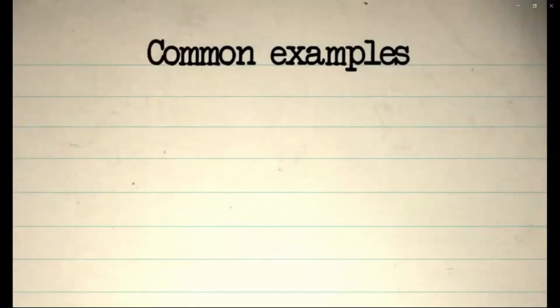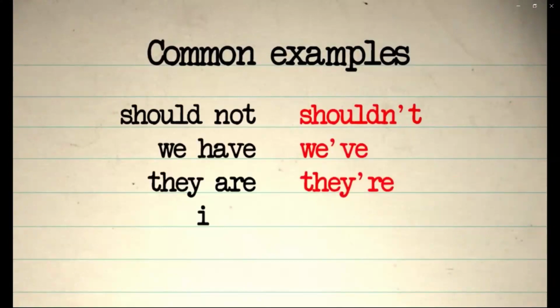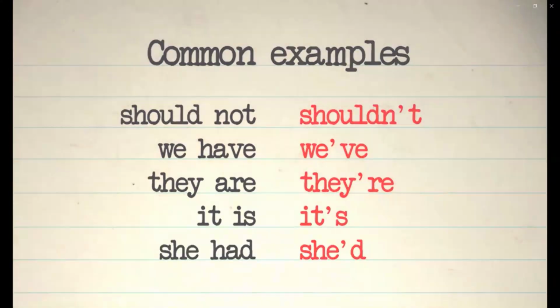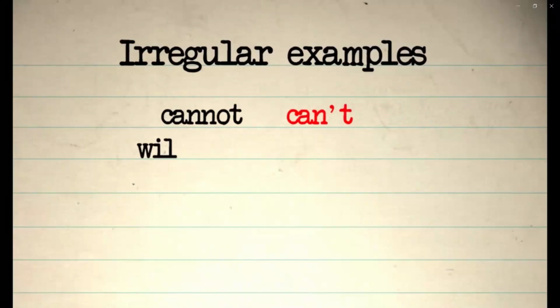Here are some more common examples. Should not becomes shouldn't. We have becomes we've. They are becomes they're. It is becomes it's. She had becomes she'd. Take care with these. Cannot is can't. Here you aren't putting 2 words together, just replacing missing letters with the apostrophe. Will not becomes won't. This is an irregular example and doesn't follow the rules.